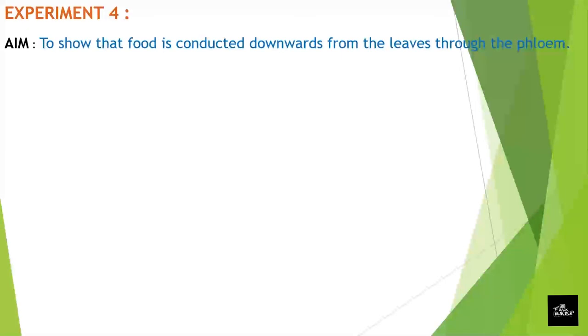The last experiment of today is experiment 4. And in this experiment, the aim is to demonstrate or to show that food is conducted downwards from the leaves through the phloem. We are going to be performing once again the girdling experiment, but this time we are going to be showing that food is conducted downwards from the leaves. And who conducts it? The phloem. So this is also another part of the girdling experiment.